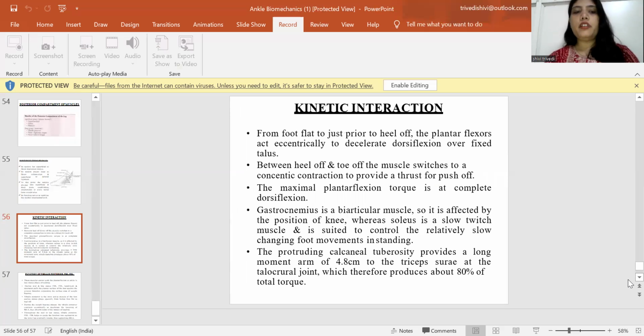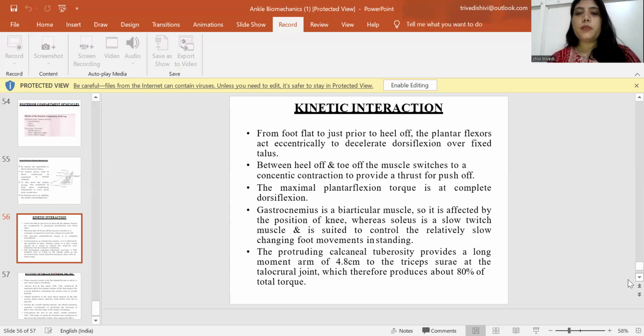Kinetic interactions are from flat foot to just prior to heel off. The plantar flexors act eccentrically to decelerate dorsiflexion over the fixed talus. Between heel off and toe off, the muscle switches to a concentric contraction to provide a thrust for push off. The maximal plantar flexion torque is at complete dorsiflexion.